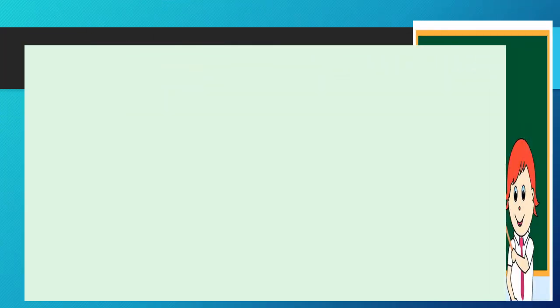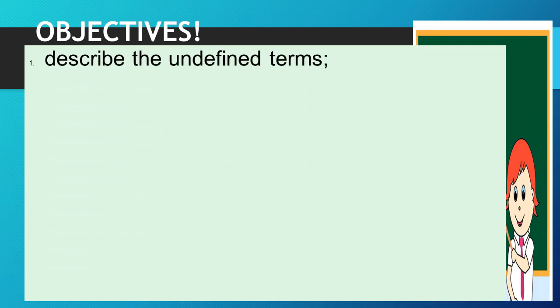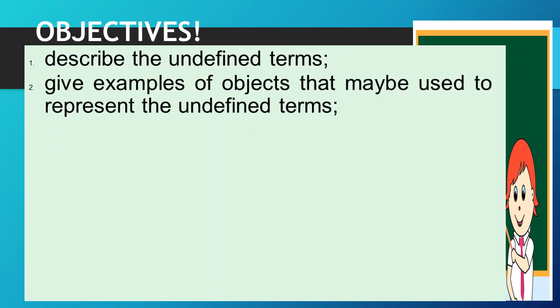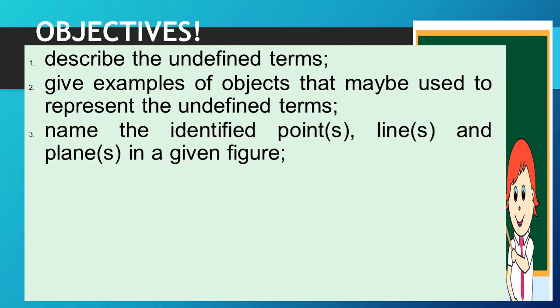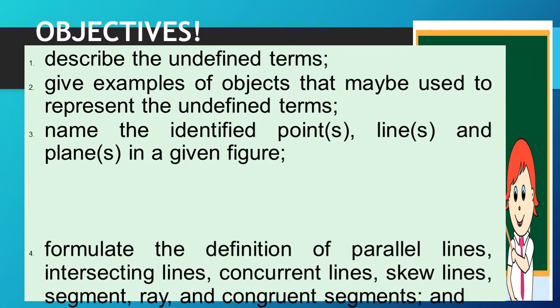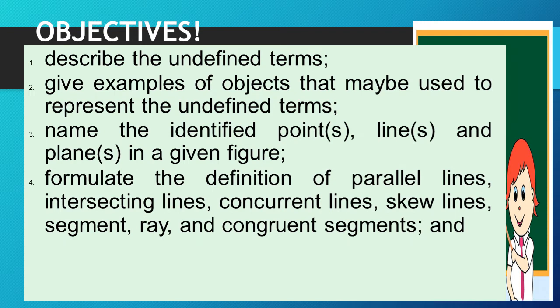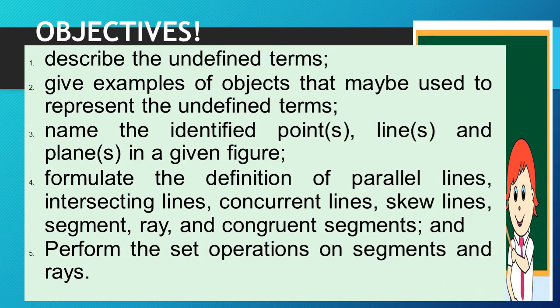May I present to you first our objectives for today's discussion. At the end of this, you should be able to first, describe the undefined terms. Second, give examples of objects that may be used to represent the undefined terms. Third, name the identified points, lines, and planes in a given figure. Fourth, formulate the definition of parallel lines, intersecting lines, concurrent lines, skew lines, segment, ray, and congruent segments, and lastly, you will be able to perform the set operations on segments and rays.